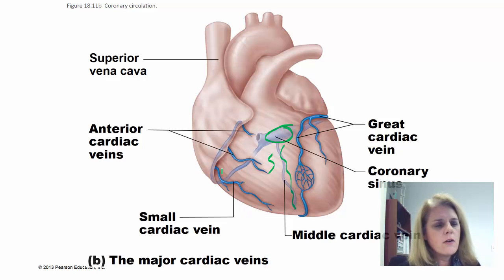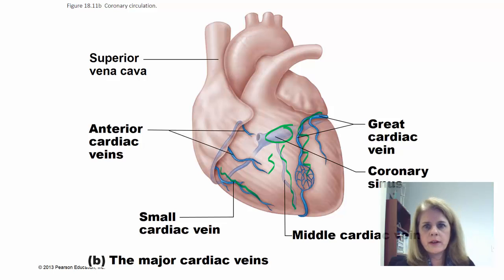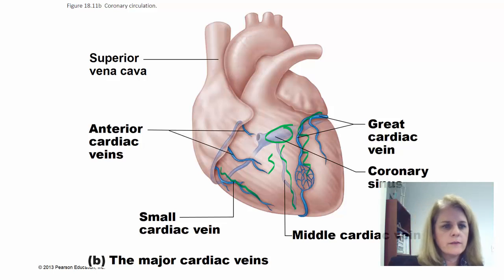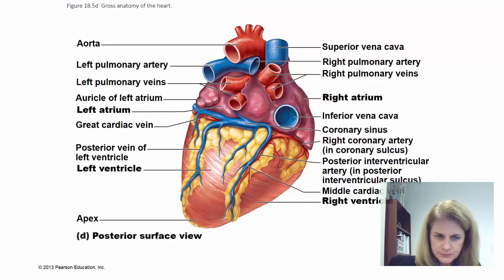You have the small cardiac vein. It runs alongside the marginal artery. Then you have the great cardiac vein, and it runs alongside the LAD. Okay, so if you know your 3 arteries, these are the 3 veins that match it. And all 3 veins are going to drain to that coronary sinus.